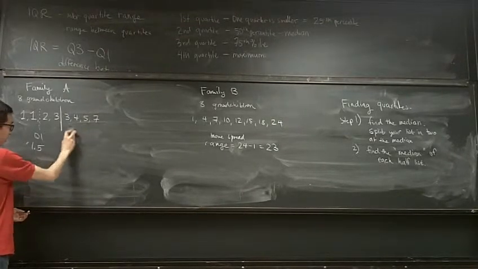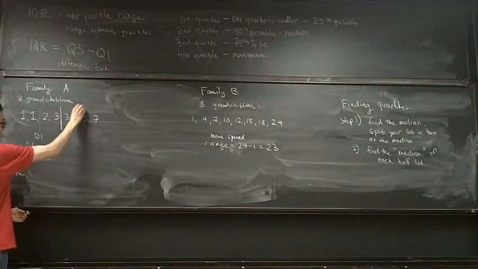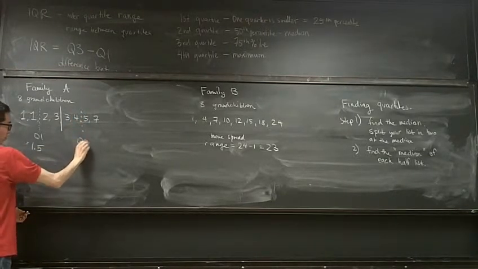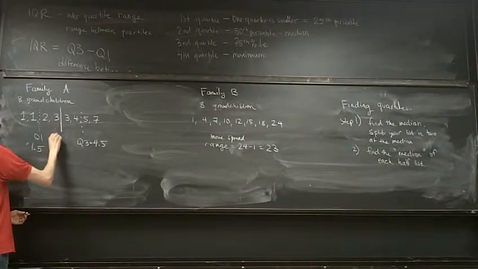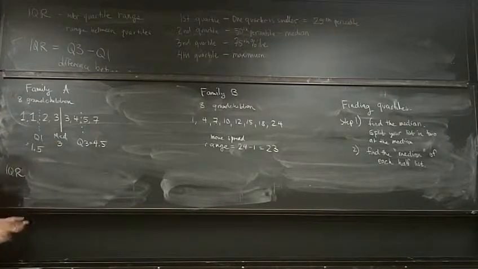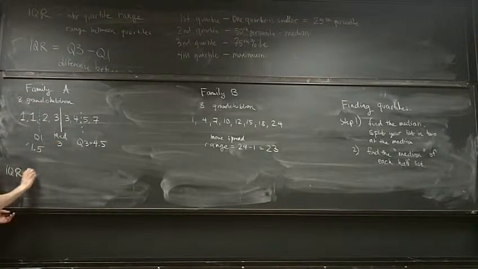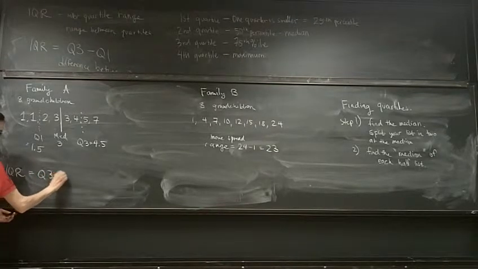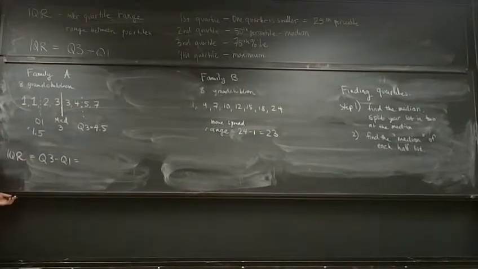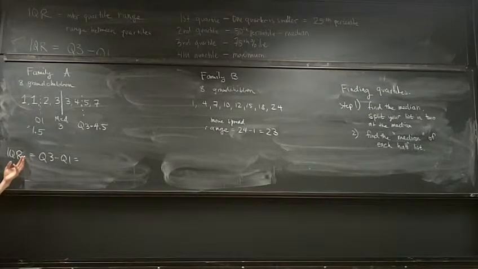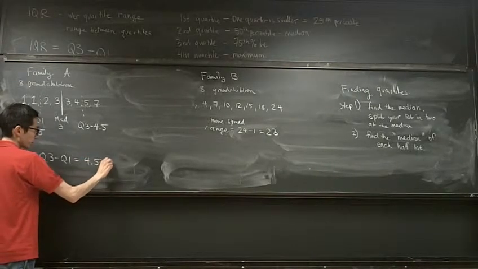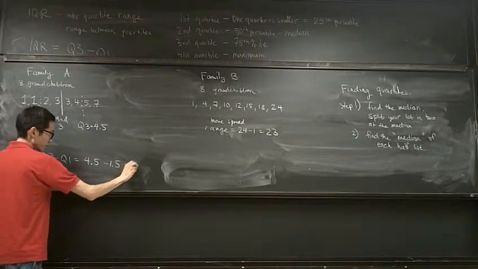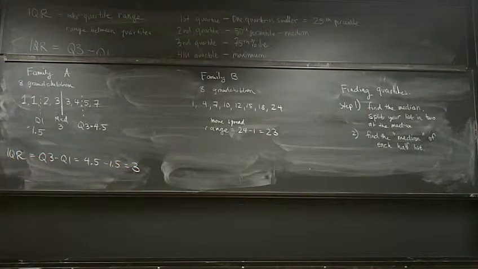Using that same line of thinking, what's Q3? 4.5. So median is 3. Q3 is 4.5. Q1 is 1.5. My IQR is Q3 minus Q1. So my IQR is 4.5 minus 1.5 equals 3. My IQR is 3.